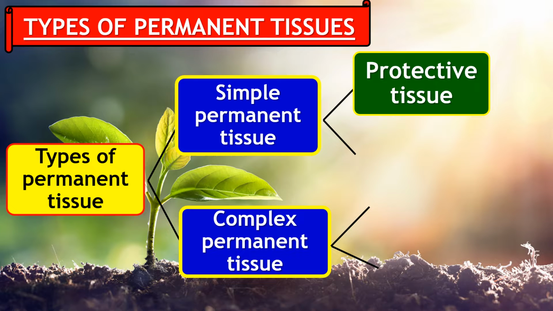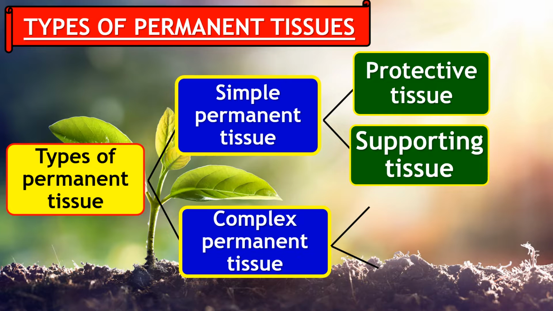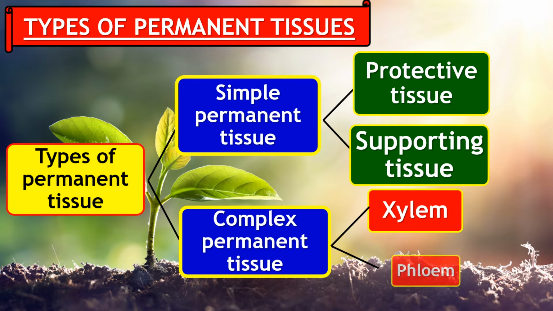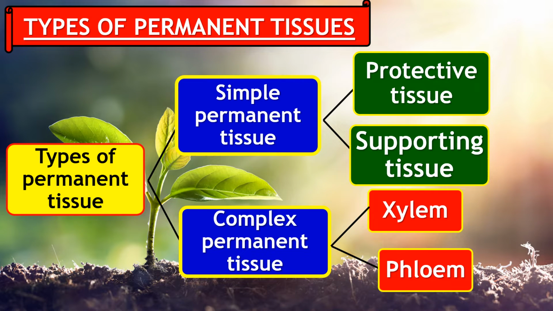As we saw earlier that simple permanent tissue is divided into two types, protective tissue and supporting tissue. Similarly, complex permanent tissue is also of two types, xylem and phloem.